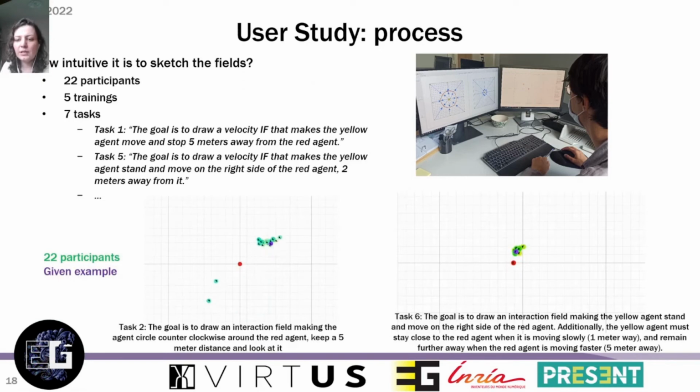Here, you can see the result with 2 tasks. You can see the instruction at the bottom of the videos of the task, and you can see in green the 22 agents propelled by the 22 interaction fields of the participants. And in purple, you can see what was given to the participant as an example of result.